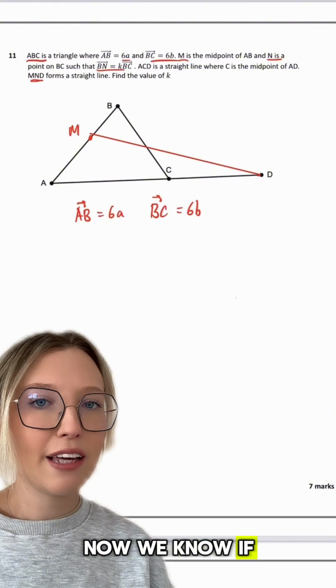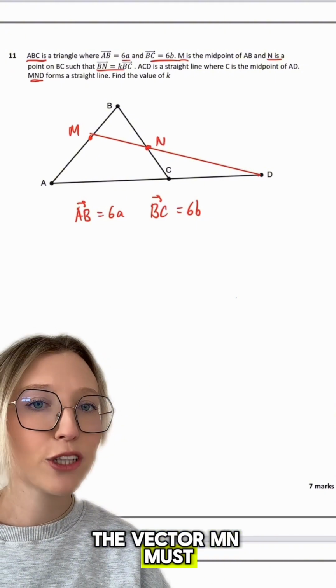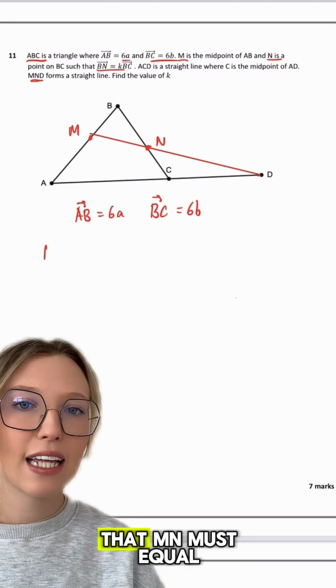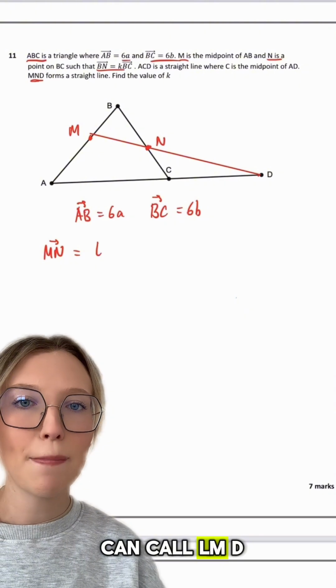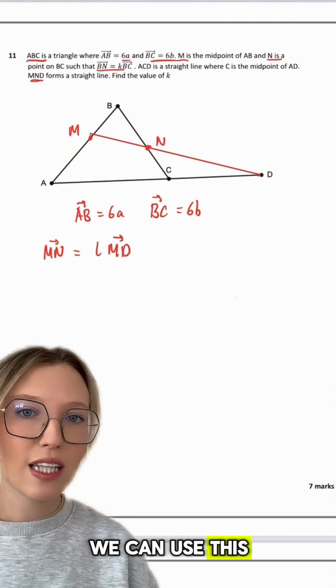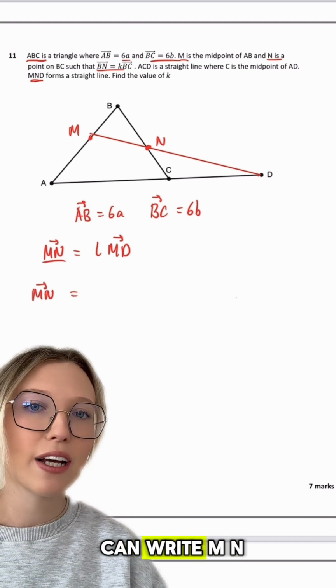Now, we know if MND is on a straight line, the vector MN must be some scalar of the full line MD. So we can say that MN must equal some scalar, which we can call l, times MD. Now we've got that, we can use this information to find some other vectors.